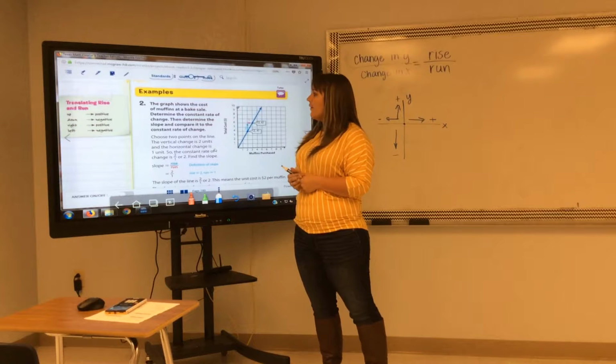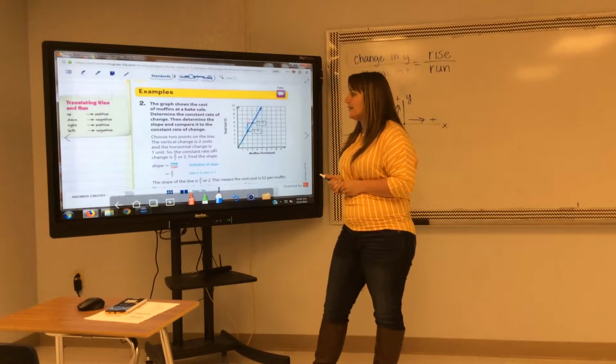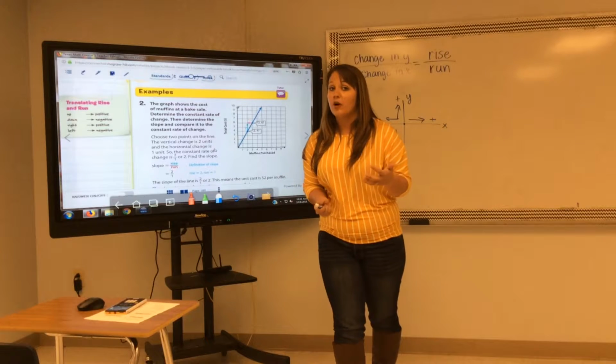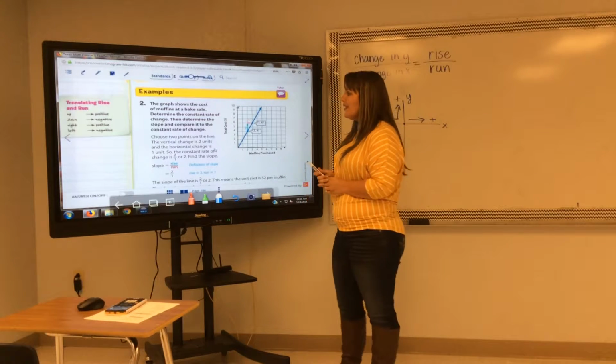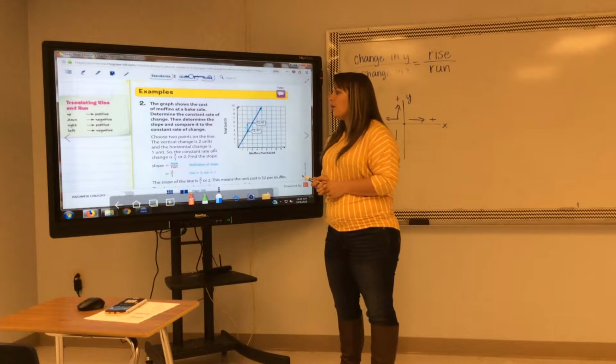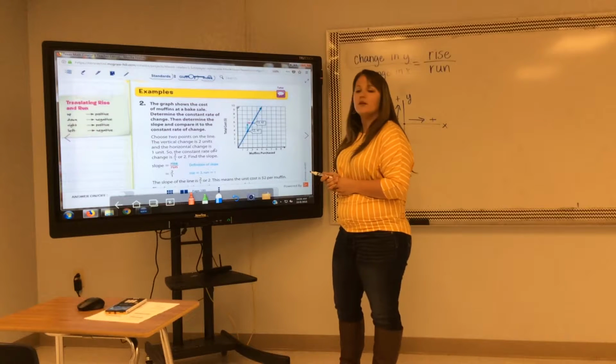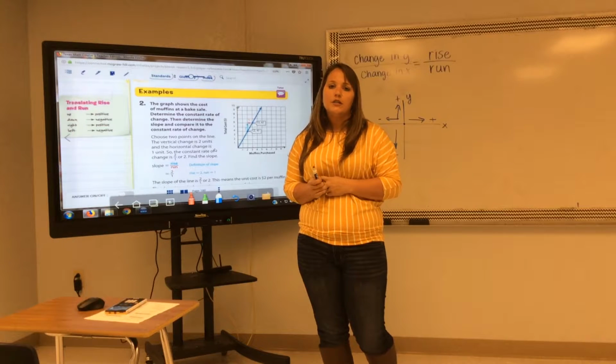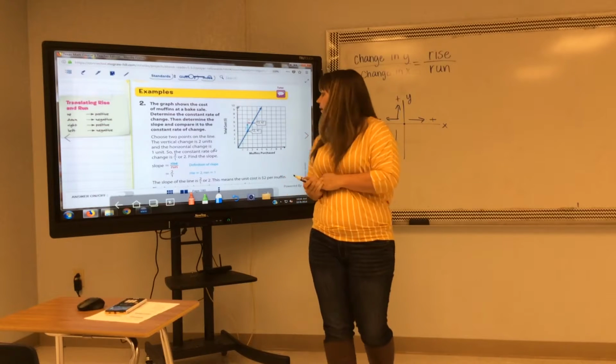So here it says the graph shows the cost of muffins at a bake sale. Determine the constant rate of change, which is just another word for slope. And then determine the slope and compare the constant rate of change. Once you find the constant rate of change and once you find the slope, you're going to determine that they're the same thing. Okay?